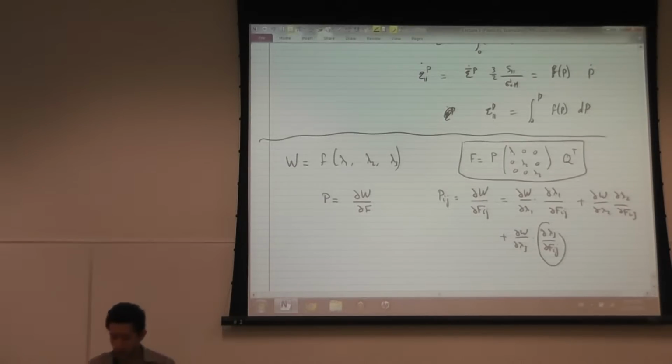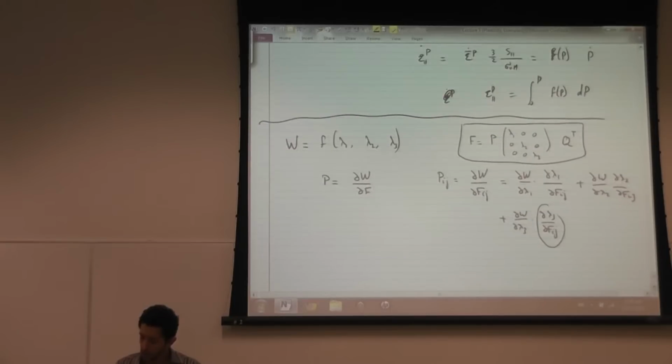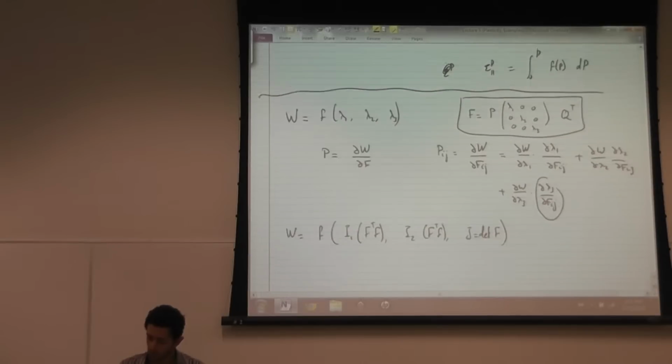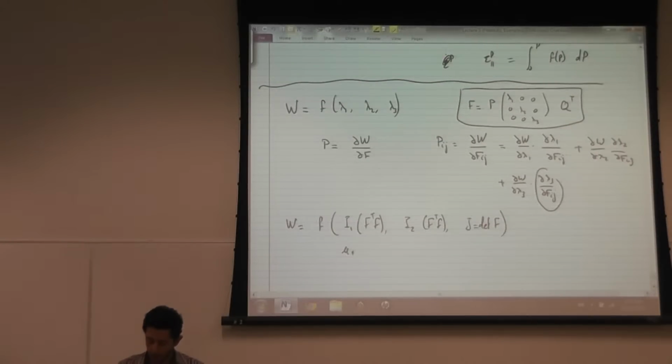So the easier way of doing it only applies when W is a function of I1 and I2 and J, which is equal to the determinant. In this case, this function is usually very simple. For example, mu1 multiplied by I1 plus mu2 multiplied by I2 plus mu3, for example, multiplied by J.